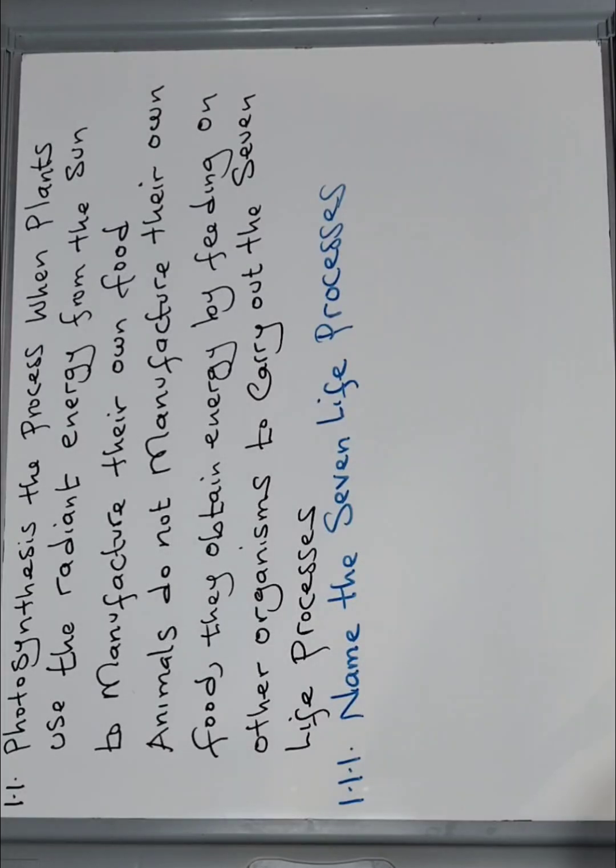The question says that photosynthesis is the process when plants use the radiant energy from the sun to manufacture their own food. Animals do not manufacture their own food. They obtain energy by feeding on other organisms so that they can carry out the 7 life processes. So, let us have a brief discussion about this.